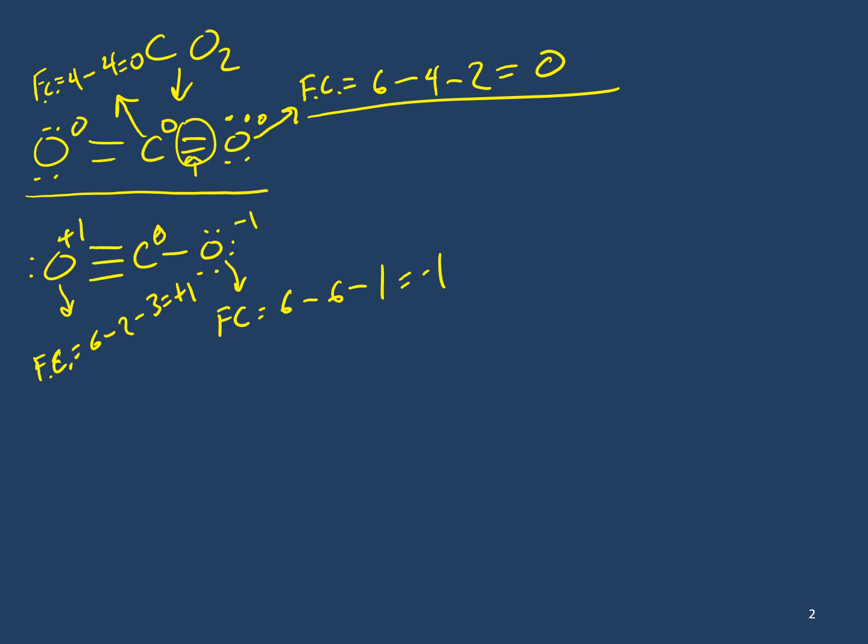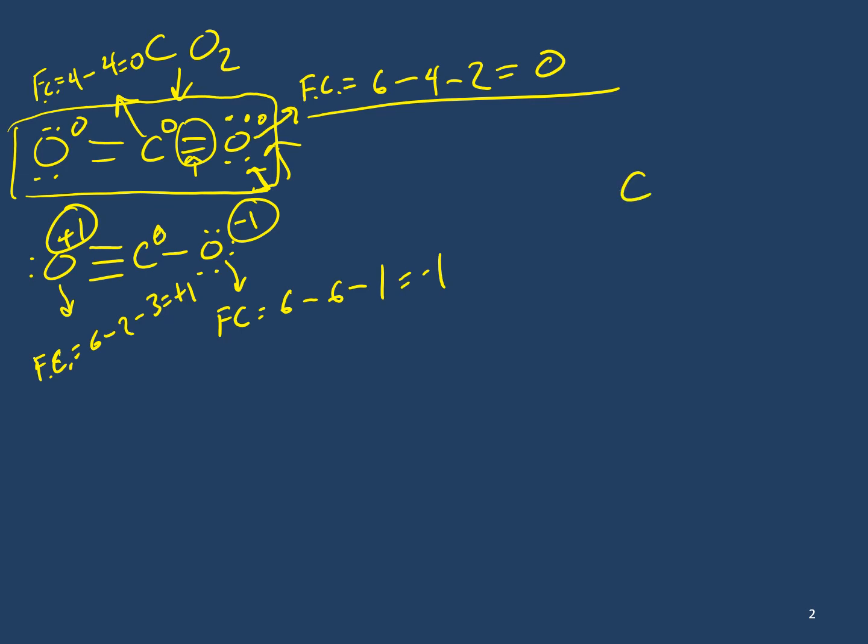Which of these Lewis structures is better? Well, we have formal charges on this one. We have no formal charges on this one. This is our best Lewis structure out of these two. And that's why I've always drawn it with 2 double bonds as opposed to 1 single bond and 1 triple bond. So let's look at CH4.